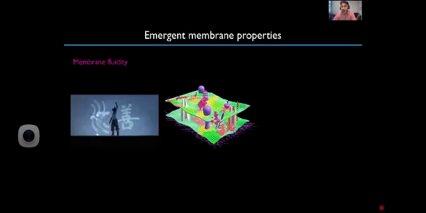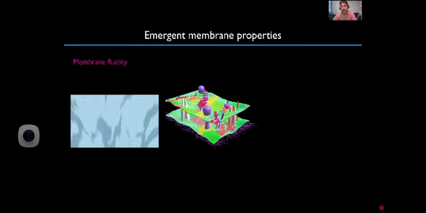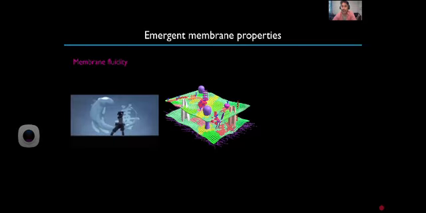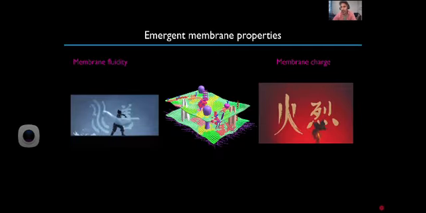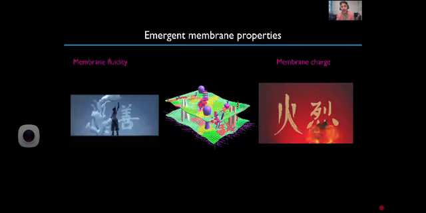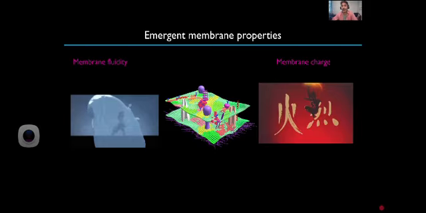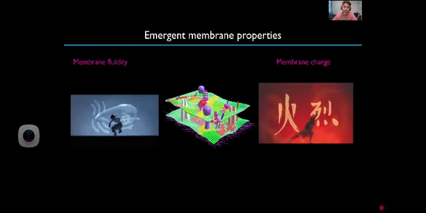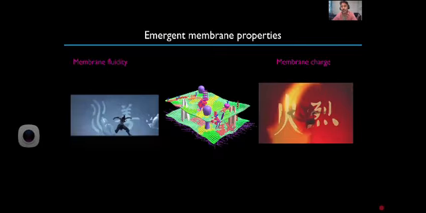I will talk about two different biophysical emergent properties. The first one is going to be membrane fluidity, and the second one is membrane charge. I'm going to show you these two properties are interrelated, of course, but also they are really interesting parameters that change the function of the cell surface and eventually the physiological responses of the cell.